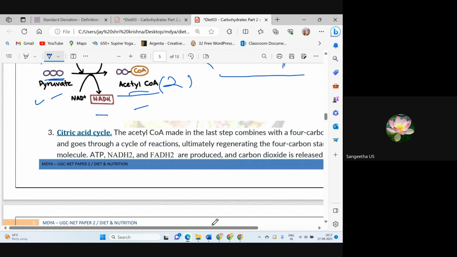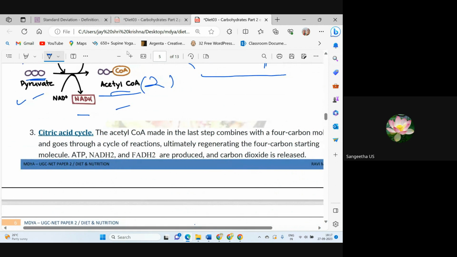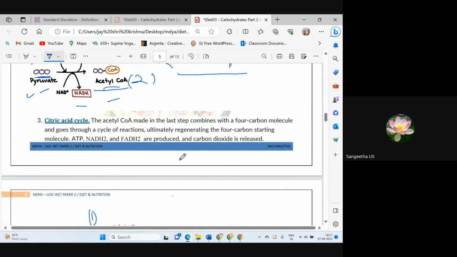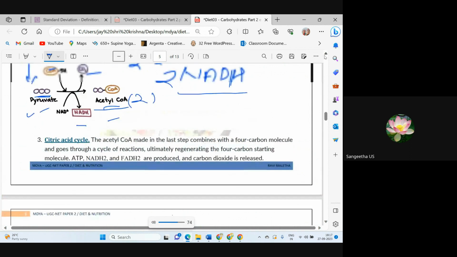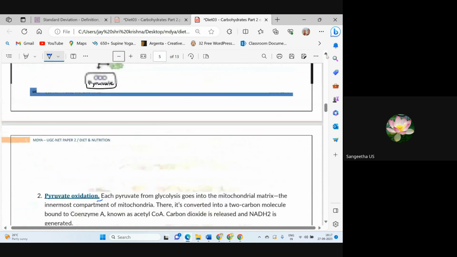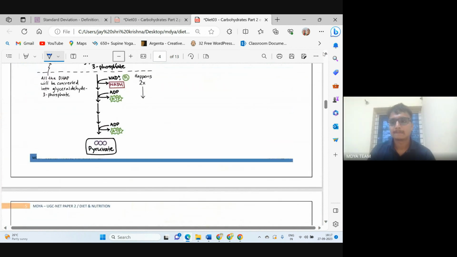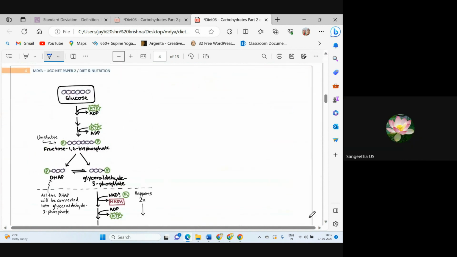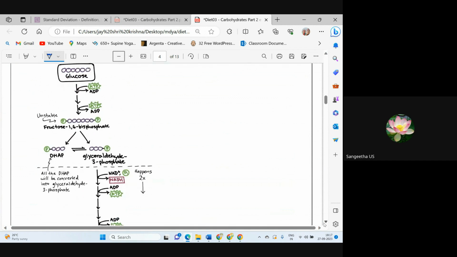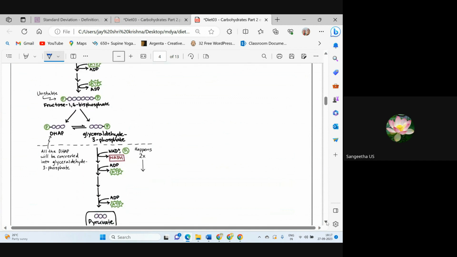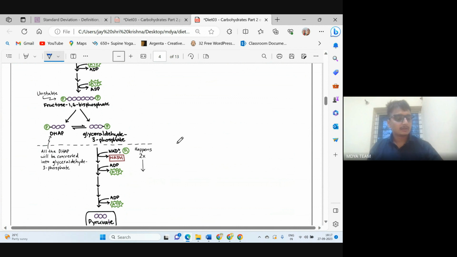Sir, in the first step, glucose to pyruvate, we already have 2 NADH, 2 ATP, 4 ATPs. So in the Krebs cycle, we have 6 NADH. Will we be adding those two also? We will add all those, and then we will calculate how much total energy production is happening there.